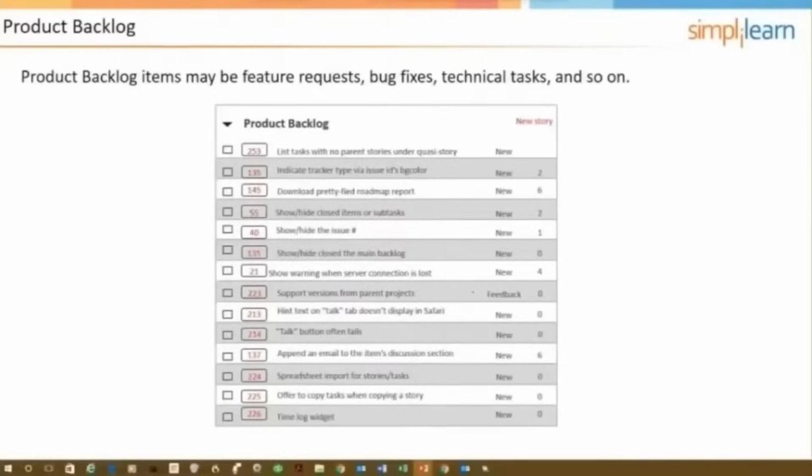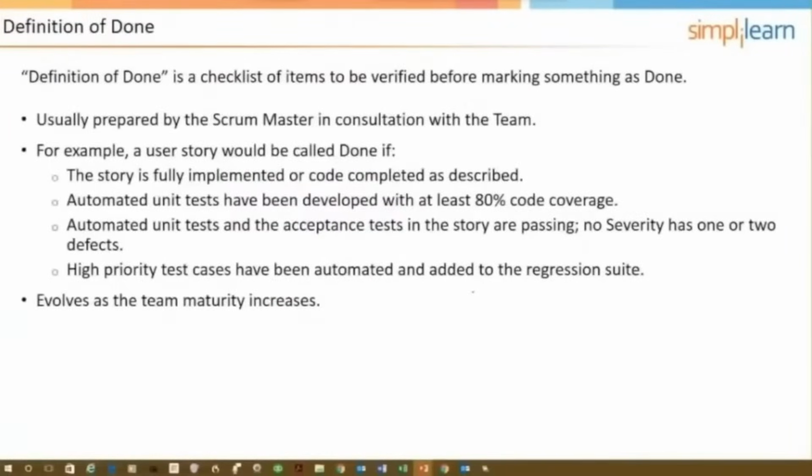Another artifact is the definition of done. The definition of done is primarily a checklist. And this is what forms the agreement between the product owner and the team as to when we consider something completely done. And if we look down here, I'm looking for my cursor. It says here, it's usually prepared by the Scrum Master in consultation with the team.